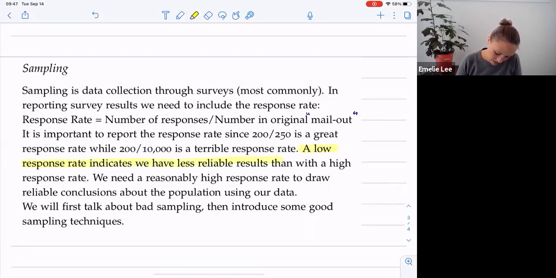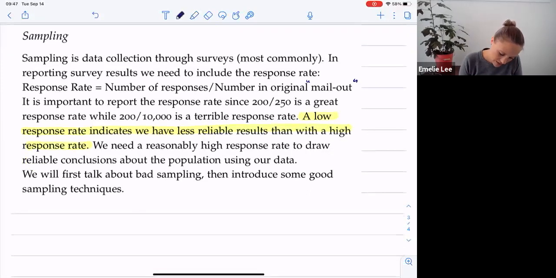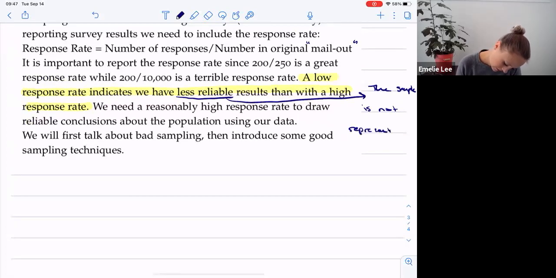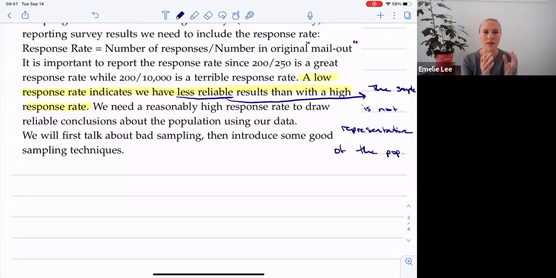a low response rate indicates that we have less reliable results, right? And less reliable in the sense that the sample is not representative of the population, right? So that's always going to be the case. As soon as your sample is not necessarily representative of the population, all of a sudden you have less reliable results, right? That's bad. Okay.